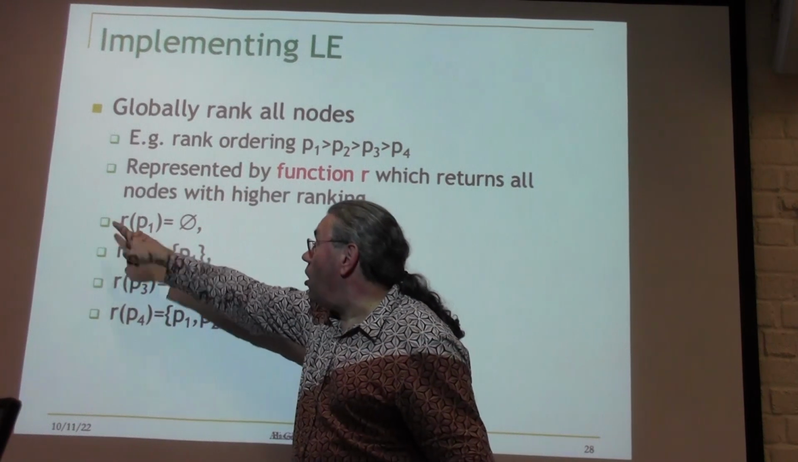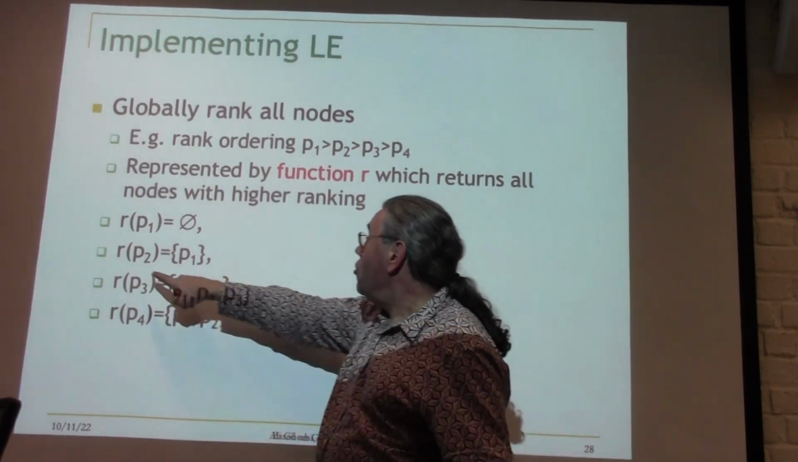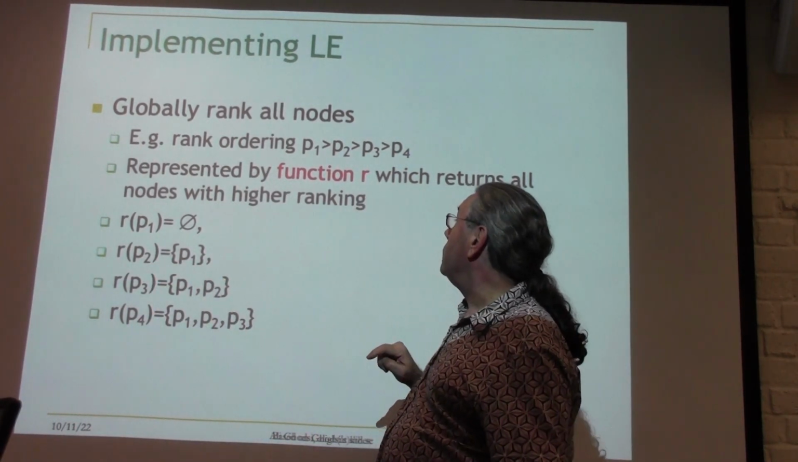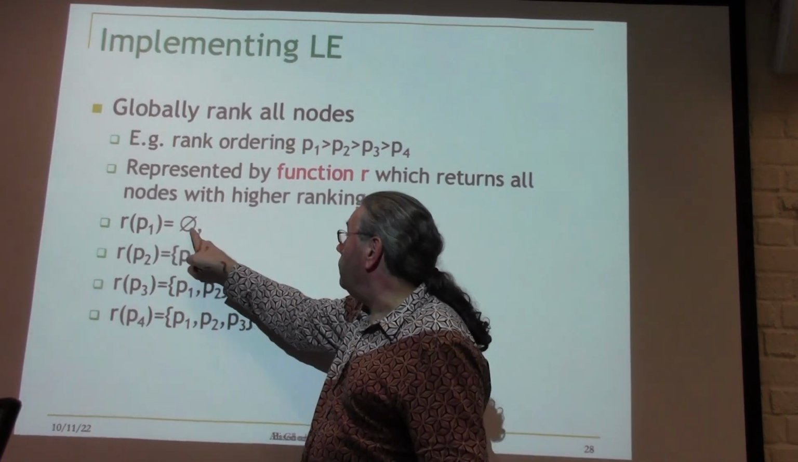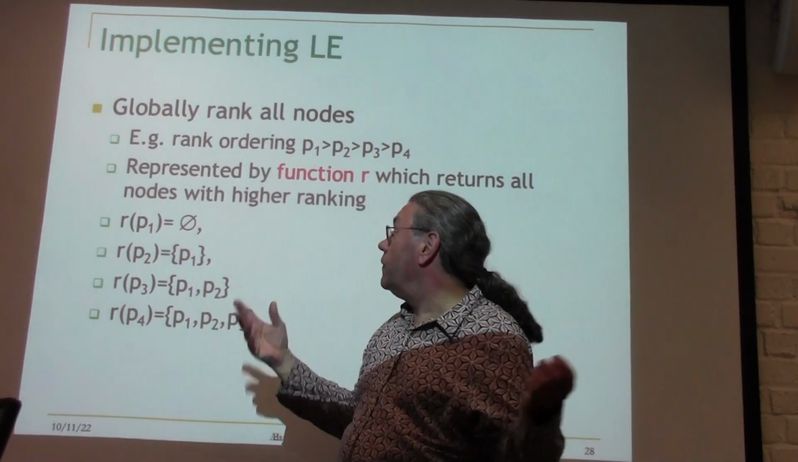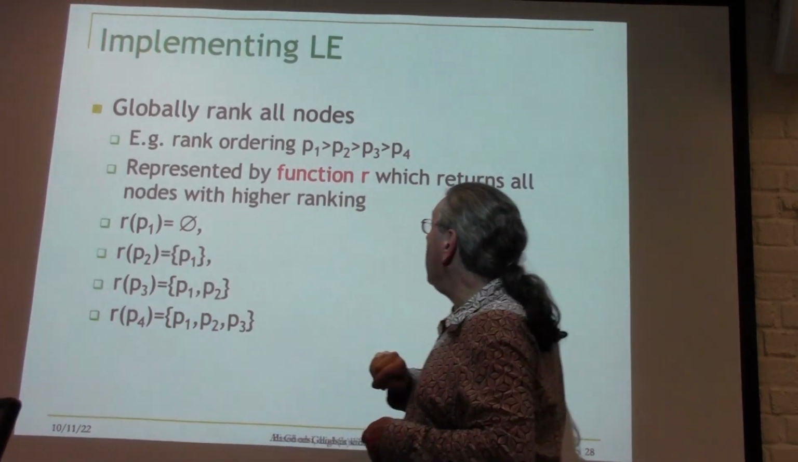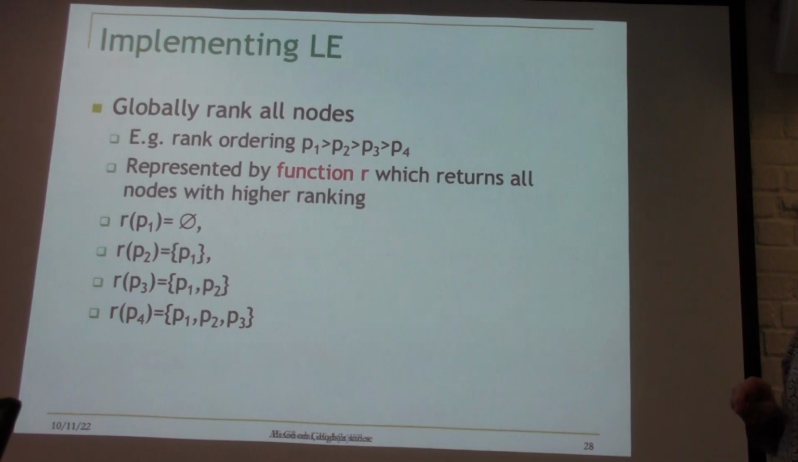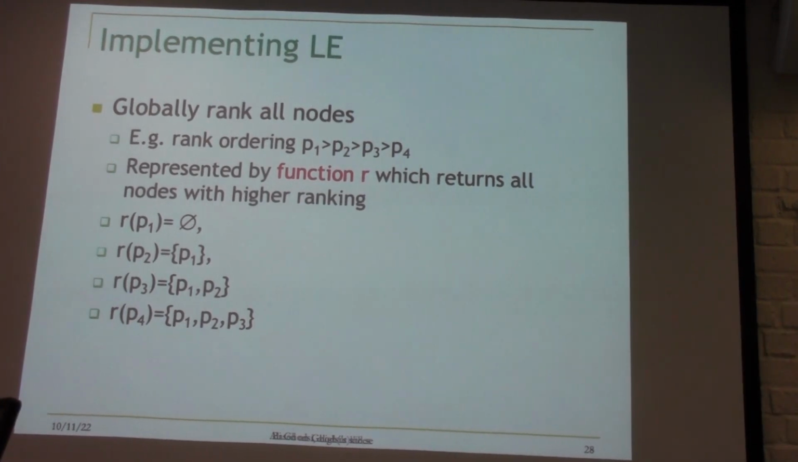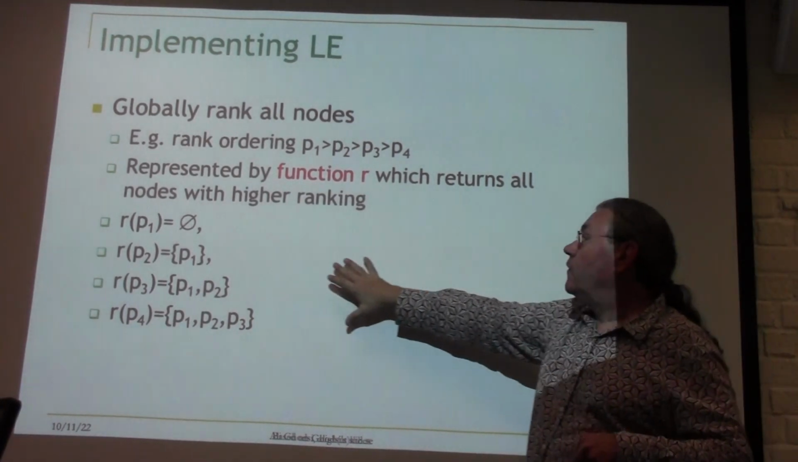We have this function R, which tells me who are the nodes that are higher ranked than me. So R of P1 is the empty set because P1 is the highest. R of P2 is P1. Okay, so P1 is higher ranked than me. So this function will tell me who are the higher ranked. So I'm assuming this function exists.